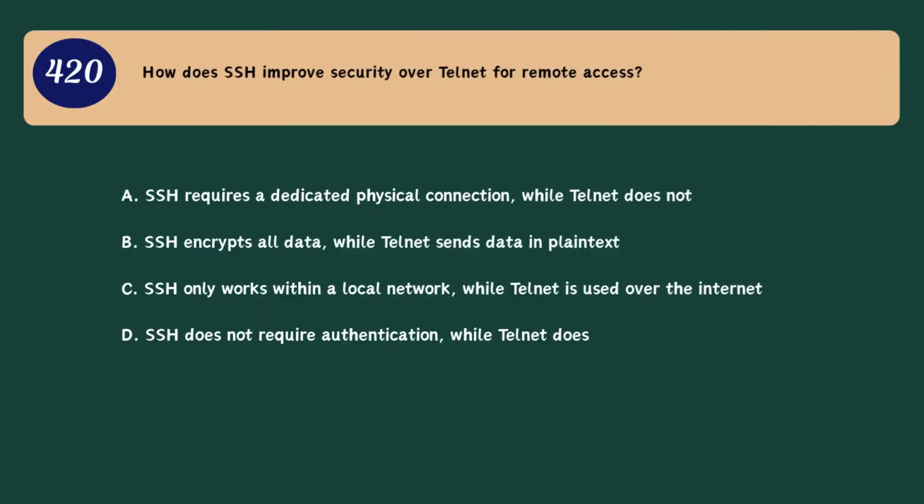Question 420. How does SSH improve security over Telnet for remote access? A. SSH requires a dedicated physical connection, while Telnet does not. B. SSH encrypts all data, while Telnet sends data in plaintext. C. SSH only works within a local network, while Telnet is used over the Internet. D. SSH does not require authentication, while Telnet does.